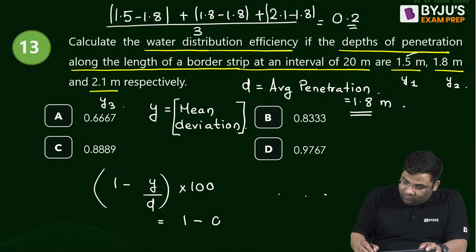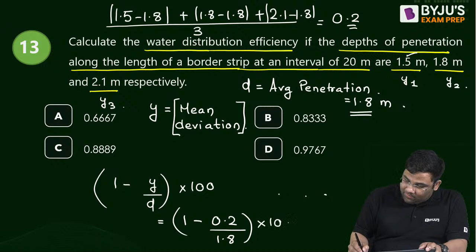So next is what? 0.2 by D is how much? Your D is 1.8. Yes. So tell me the answer now. How much are you getting this?